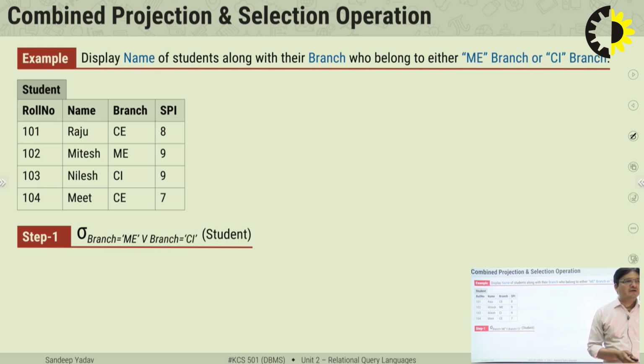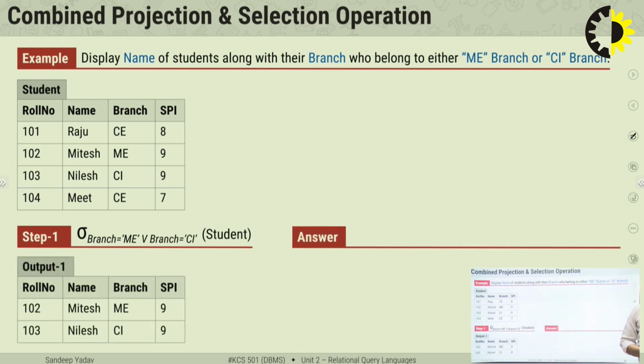One more query, that is pi, name, branch, where branch name equal to mechanical or branch name equal to CE, from the relation student. Here we are using 'or' instead of 'and'. That is why we are using the or operator. Either the student may belong to this particular branch or this particular branch.